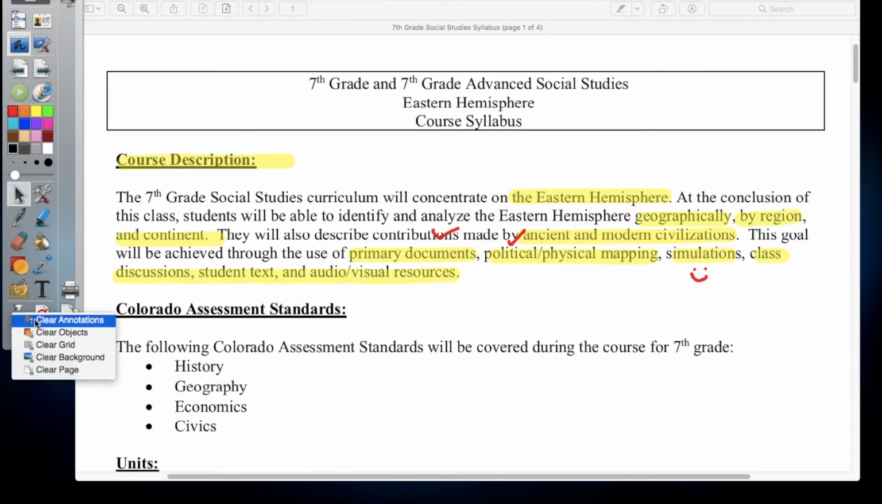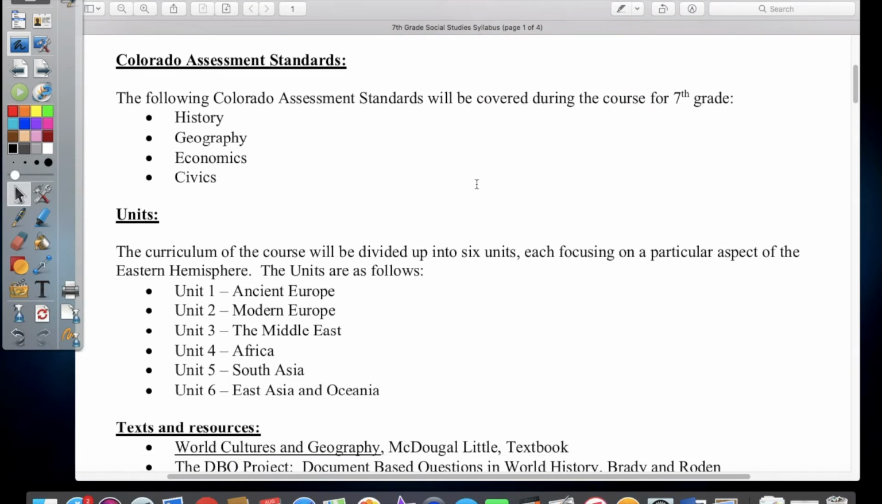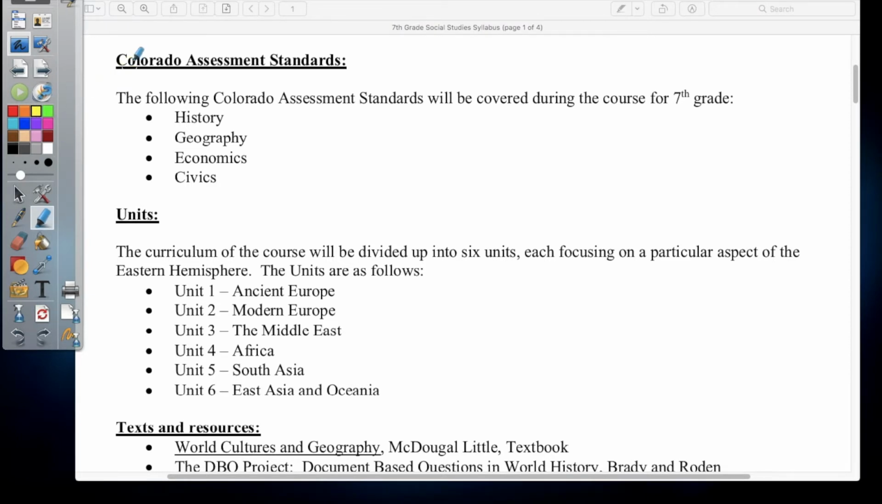Now, moving on from there, let me clear out my annotations here. Let's talk about your Colorado assessment standards and how your class will be laid out. So, first of all, in our class, we'll be addressing Colorado assessment standards. If you're wondering what Colorado assessment standards are, it's pretty simple. They are the items that are required by the state that I teach you. These are the content knowledge they want you to cover in the course of social studies.